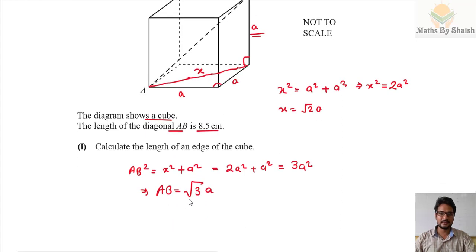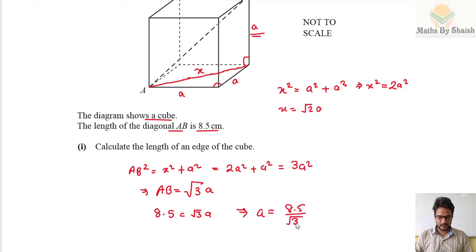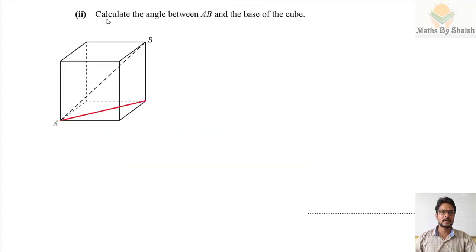And now AB is given as 8.5, so it is 8.5 equals root 3 a, means a equals 8.5 upon root 3, and we can calculate this value. 8.5 upon root 3, this value is going to be 4.907. So till 3 significant figure, the side length is going to be 4.91 centimeter.